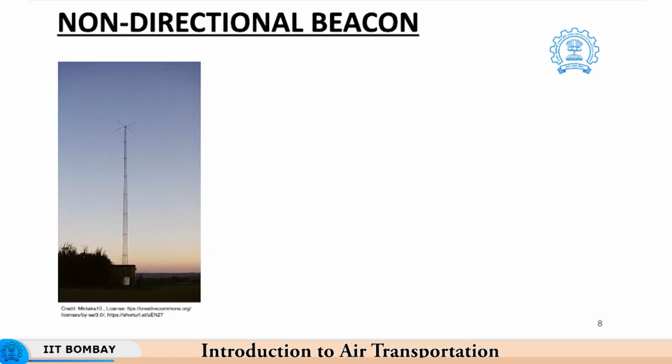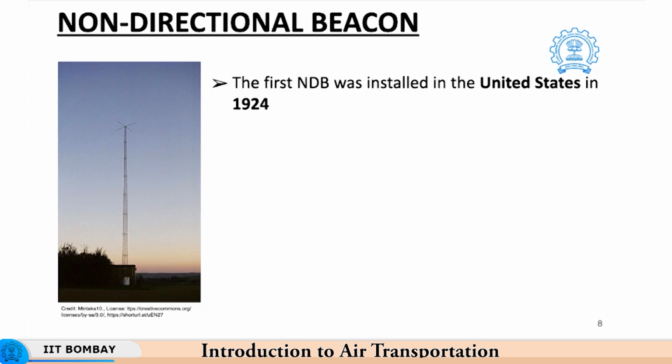So efforts were carried out across the world to devise and implement new techniques of radio navigation. One of them was the non-directional beacon, more famously known as NDBs. These NDBs were installed in the United States in 1924 and were subsequently used in many places. In fact, many countries are still making use of this rudimentary method of radio navigation.